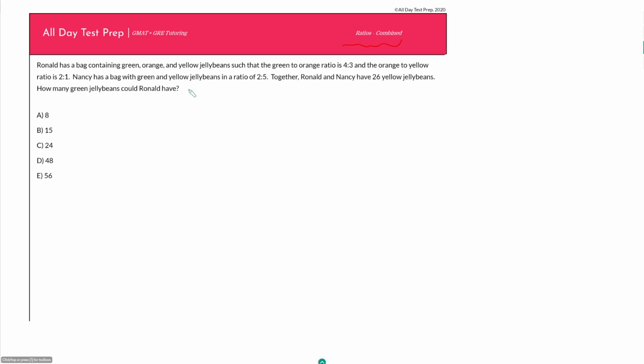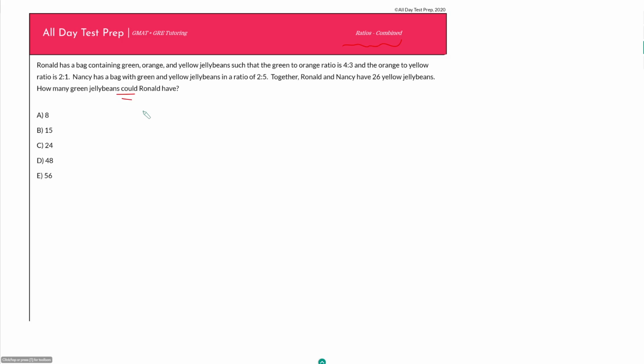So when I see a question like this, I am not thinking to myself, oh no, a hard ratio question. I am only thinking, yes, a ratio question, because all ratio questions are pretty much the same to me. So this says, Ronald has a bag containing green, orange, and yellow jelly beans, such that the green to orange ratio is 4:3, and the orange to yellow ratio is 2:1. Nancy has a bag with green and yellow jelly beans in a ratio of 2:5. Together, Ronald and Nancy have 26 yellow jelly beans. How many green jelly beans could Ronald have?